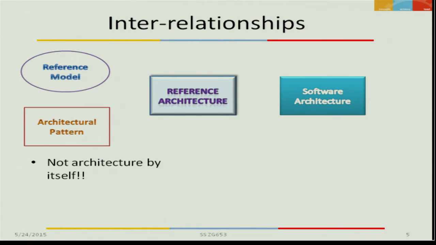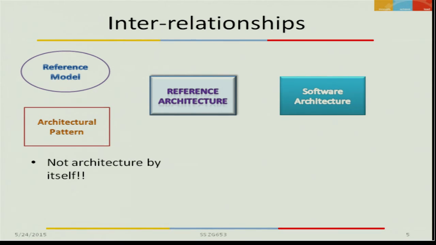So we are talking about interrelationships. In the previous slide, we talked about reference models, and we talked about reference architecture. Now, note that the reference model and reference architecture are not architecture by itself. In this diagram, what I'm showing is there is a reference model, there is an architectural pattern, you have got reference architecture, and you have got software architecture.